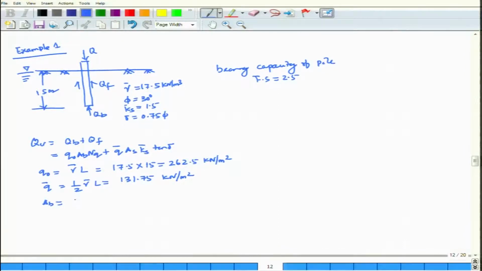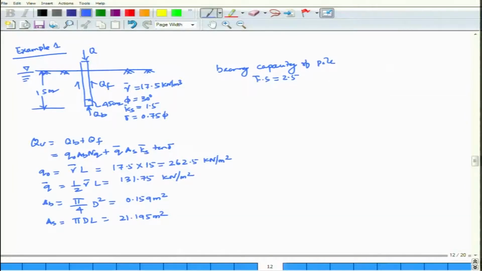AB is equal to pi by 4 into d square, base is your d square. So, the diameter is given, this diameter is your 45 centimeter. So, this comes out to be 0.159 meter square. AS is equal to pi d into L, which comes out to be 21.195 meter square.